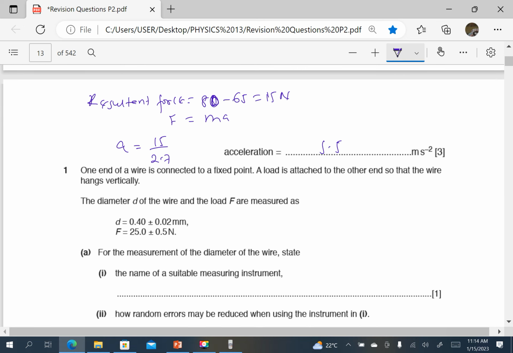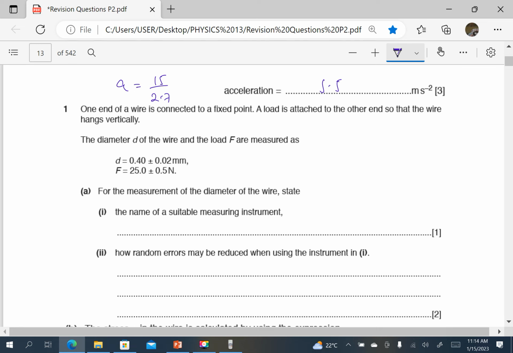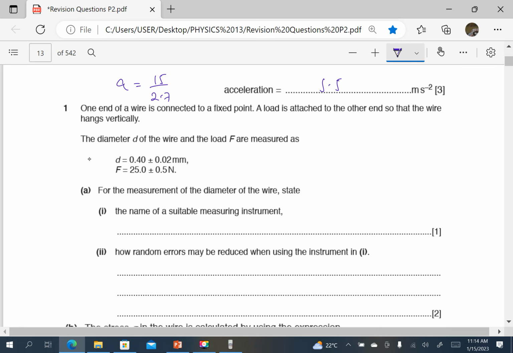One end of a wire is connected to a fixed point. A load is attached to the other end so that the wire hangs vertically. The diameter d of the wire and the load F are measured, and they are given here. D is 0.4, F is 2.5.